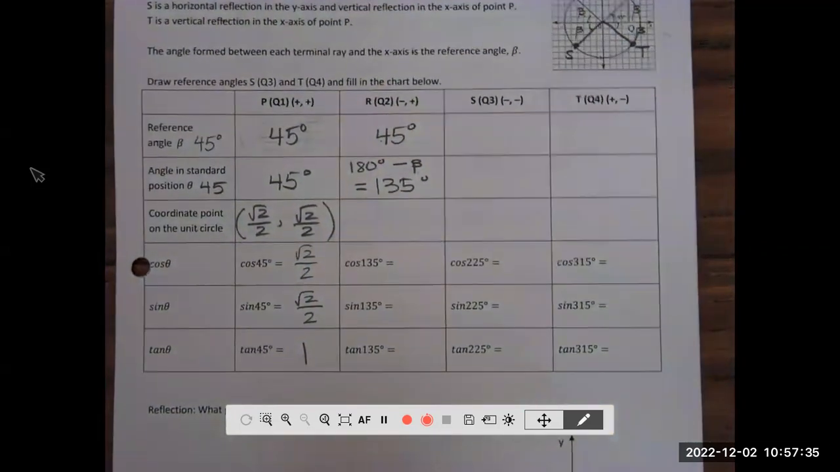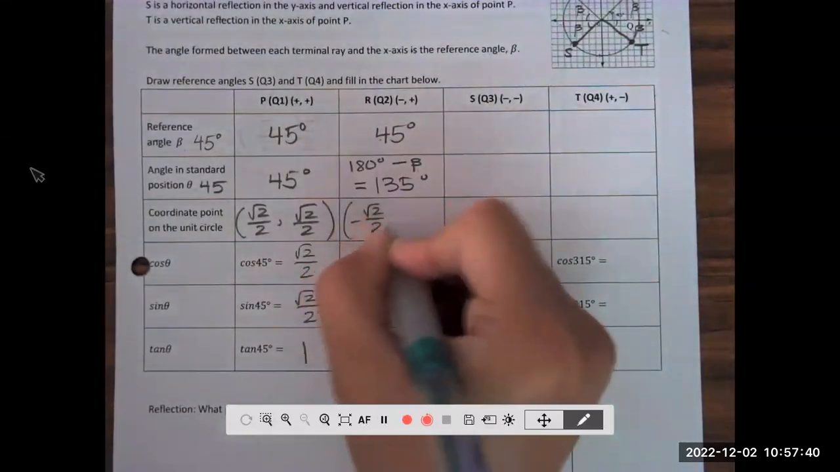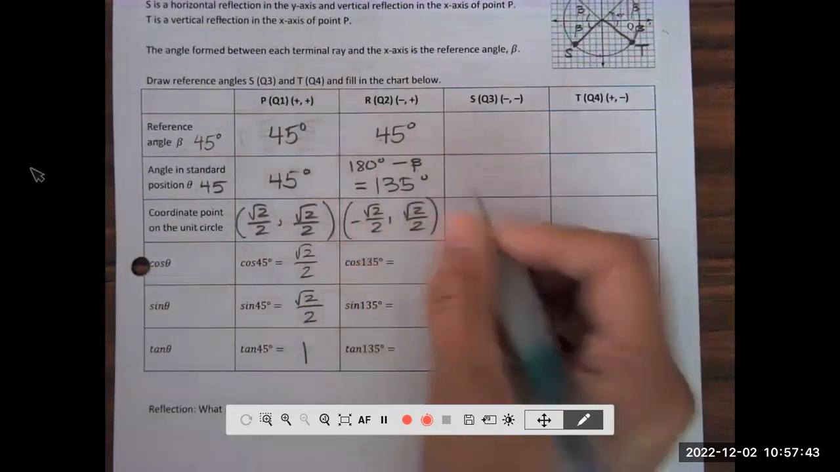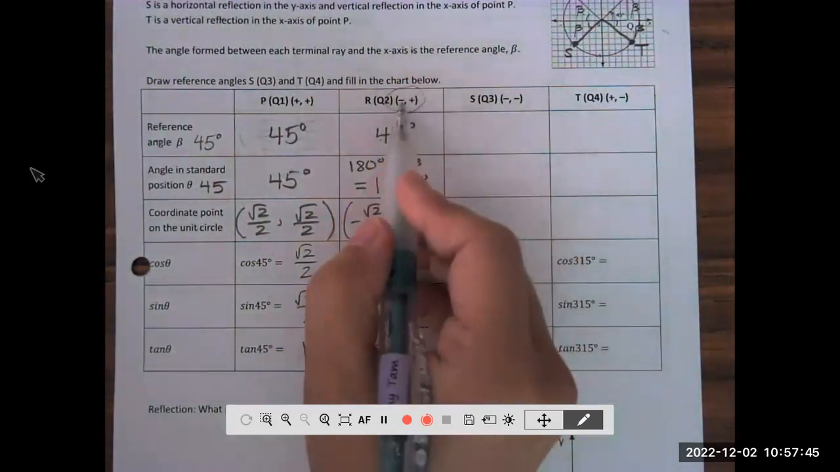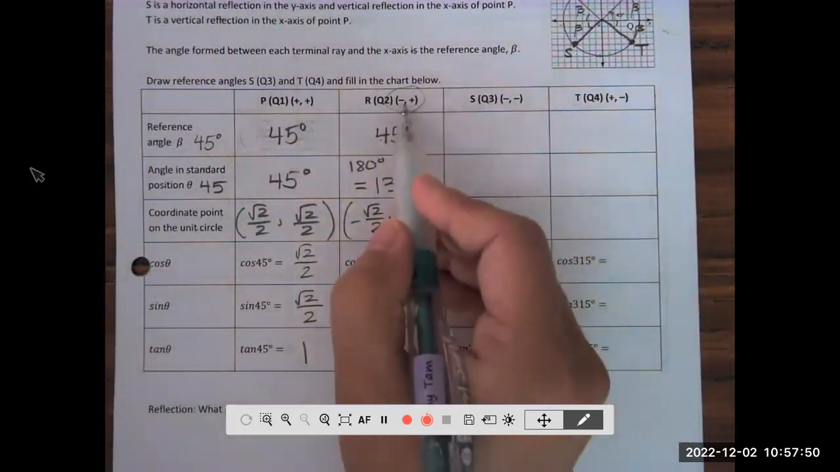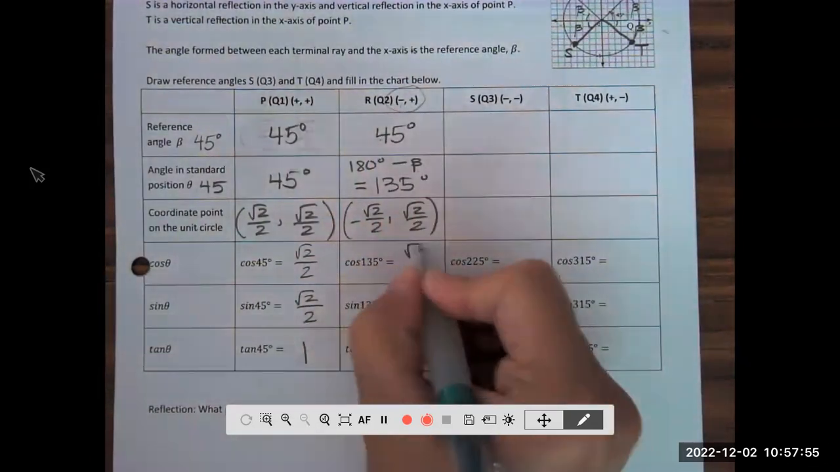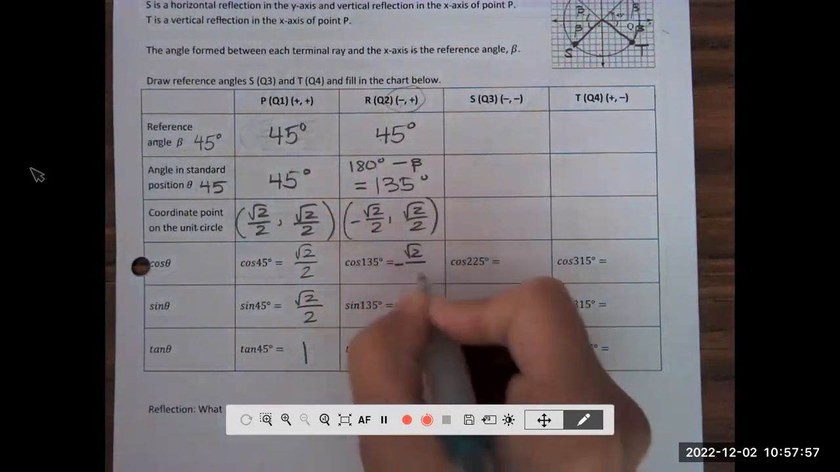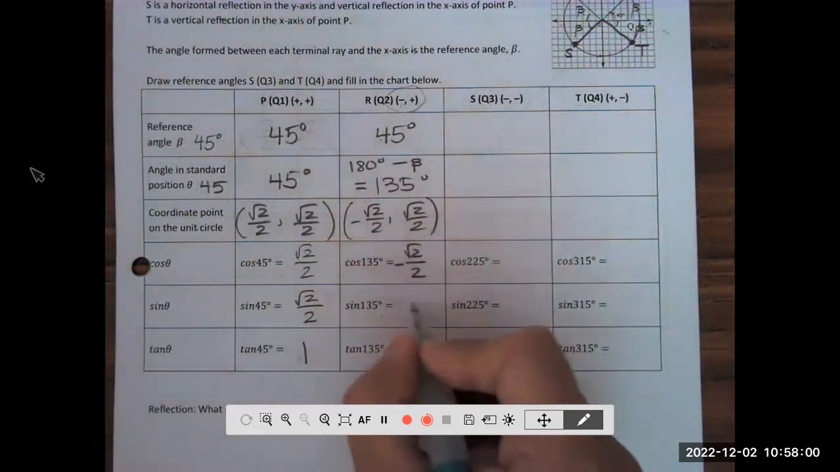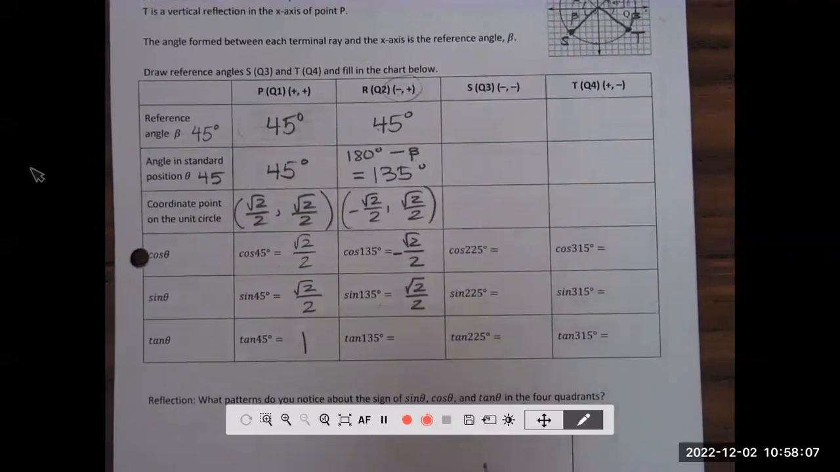What will my coordinate point be? Maria? Right. And look up here, I already put down what the signs of your coordinate points should be. Remember, quadrant 2 will always be negative, positive. So cos 135 is negative root 2 over 2. Sine 135 is positive root 2 over 2. What is tan 135? Negative 1.